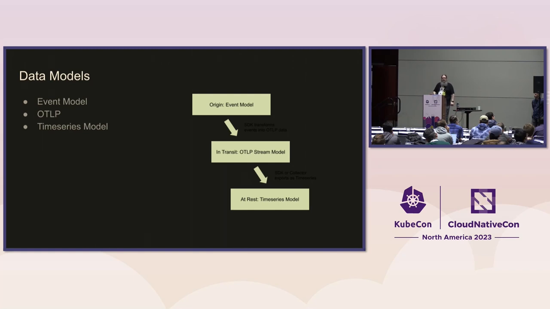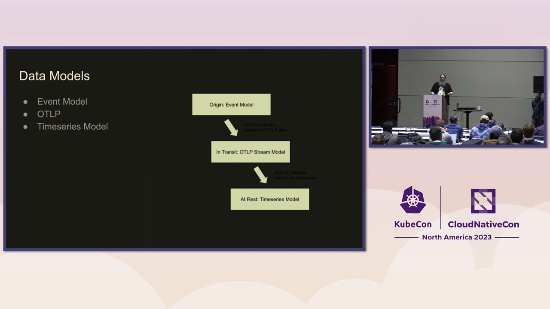In OpenTelemetry, there are three data models that are not necessarily always represented in the API or the interfaces you use, but these are conceptual models and states that the data will flow through as it goes from your application to your data store.